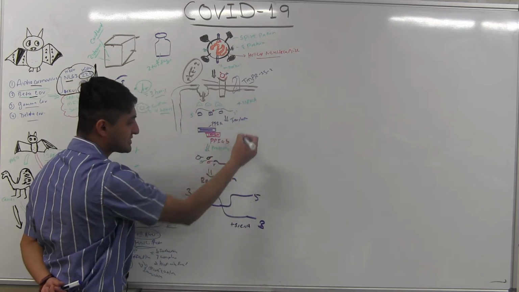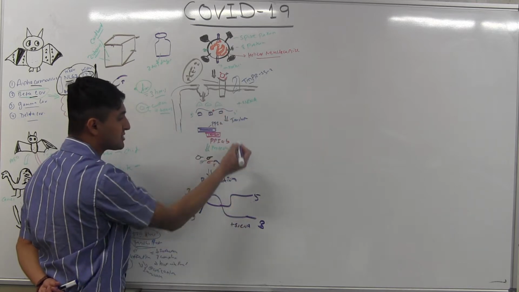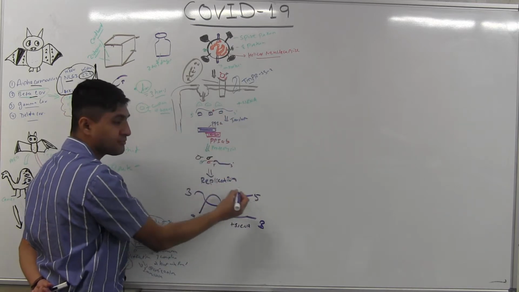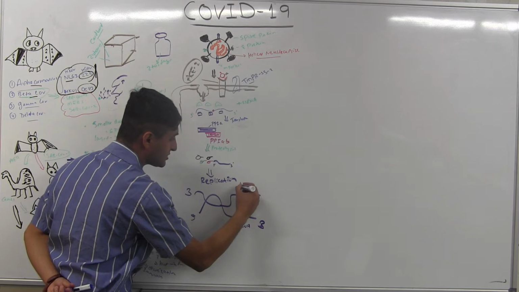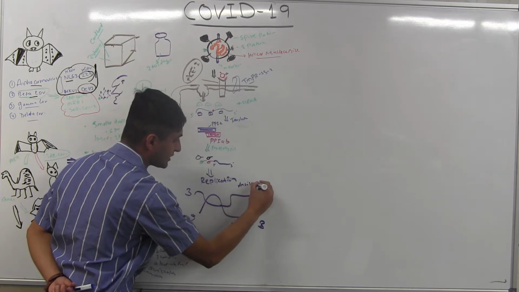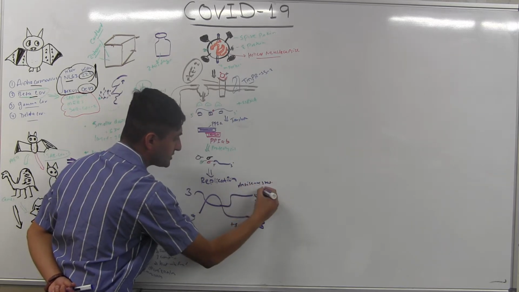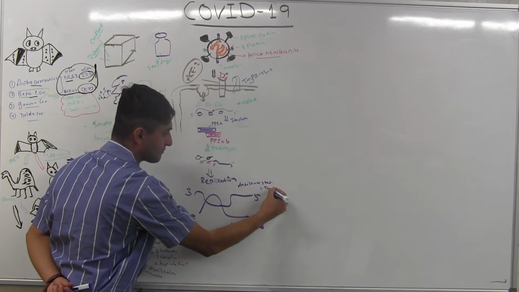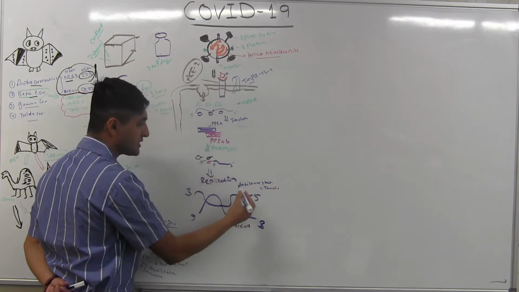And so this one exactly matches. But this one does not match this one because this is going from 3 to 5 prime. These are called antisense, okay? Antisense strand. Or you can simply say this is a template, right? This is a template strand now, and which is a negative strand.